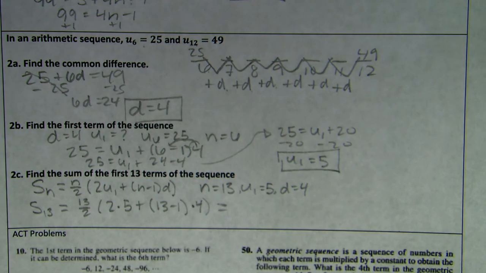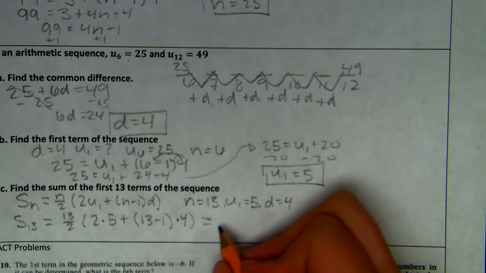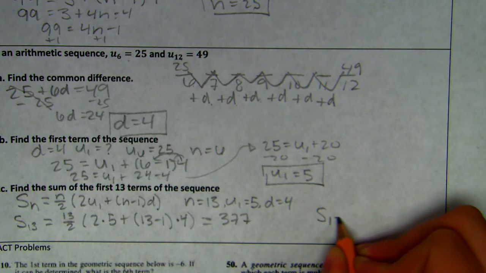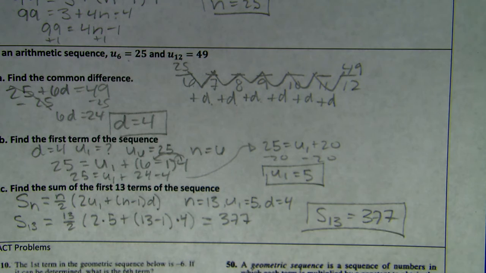I would plug that into a calculator because even I don't want to try and solve that by just adding things together. And you get that the sum of the first 13 terms is 377. So the sum of the first 13 terms is 377. And I would pop that in your calculator once again.